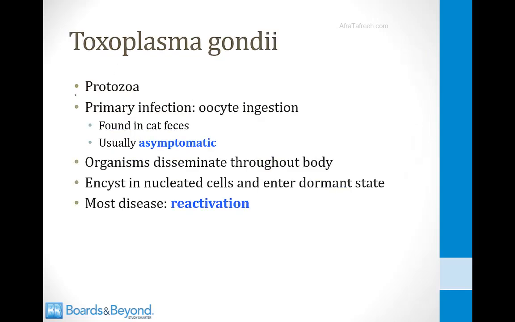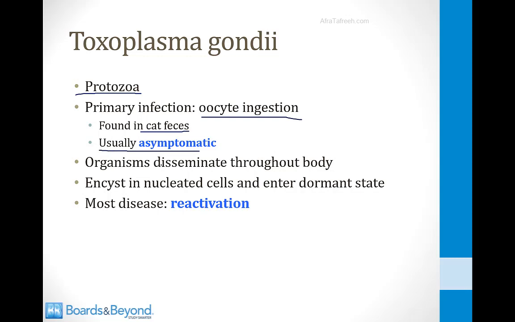Toxoplasma gondii is a protozoa, and primary infection with Toxoplasma usually occurs through ingestion of oocysts. The oocysts of Toxoplasma are classically found in cat feces. Felines are a reservoir for this protozoa. And when patients ingest oocysts, they become infected, but it's super high yield to know for your boards that usually the primary infection is asymptomatic and causes no symptoms.